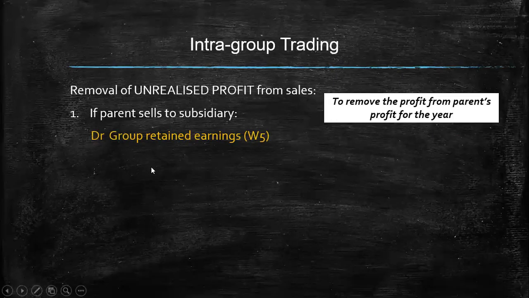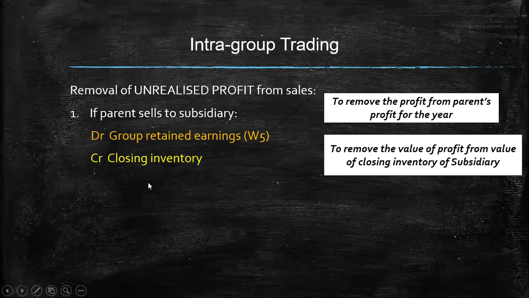Also, we have to credit the inventory amount, because the inventory amount contains unrealized profit, extra value that should not be there, right? So we have to remove this extra value of profit from the value of closing inventory from the subsidiary's accounts. In this case, subsidiary bought the goods from the parent. So there is that extra value in the value of closing inventory that should not be there. The value of this inventory that subsidiary has bought from parent has some extra value which is more than just the cost of inventory, right?